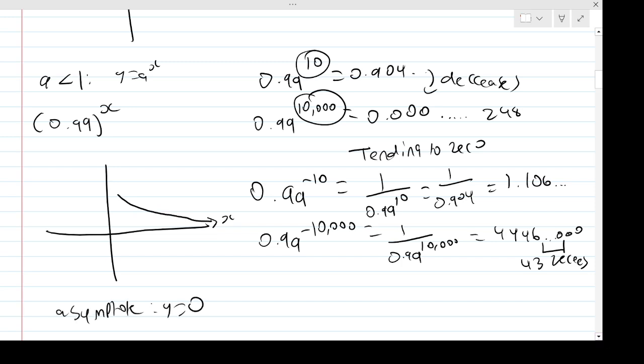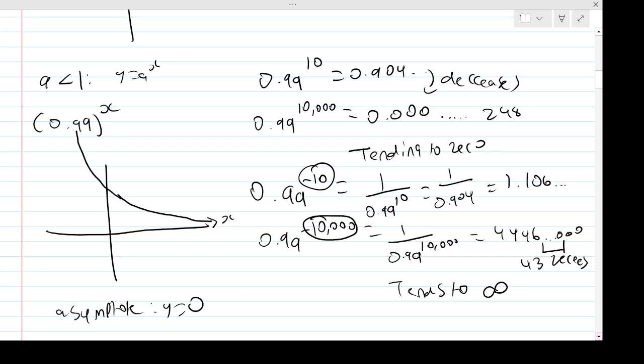So y is equal to 0. And then when x is negative here, when x gets more negative, we can see the result is it just blows up to infinity. Okay, so it tends to infinity. So it shoots up like that when x goes to negative infinity to the left. Okay, so that is the graph.